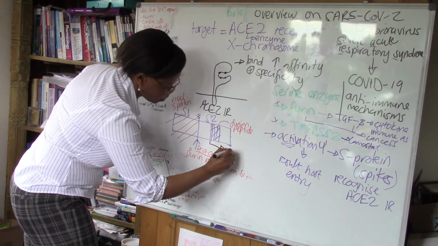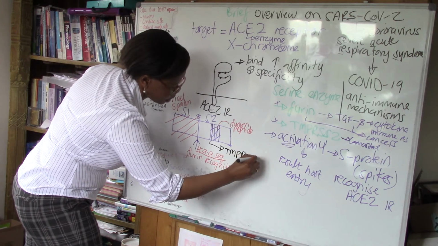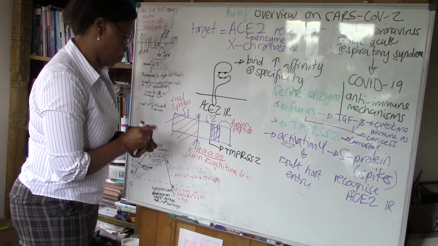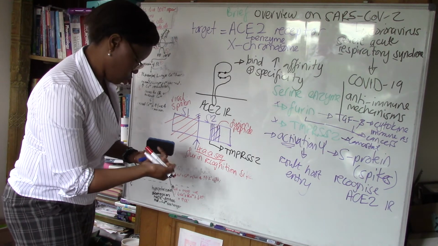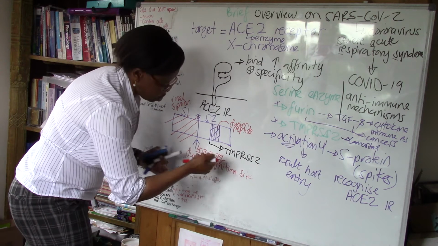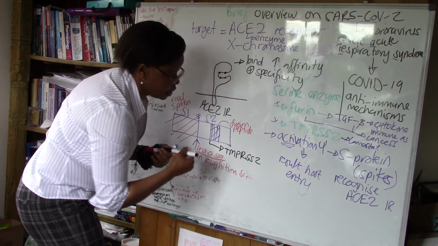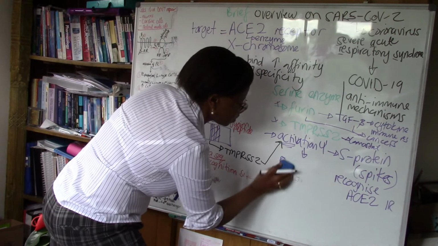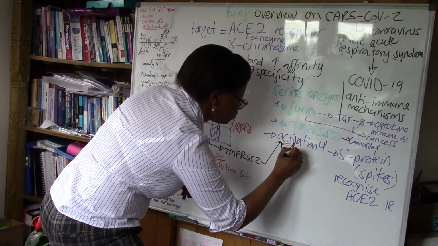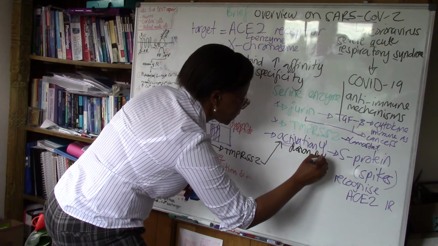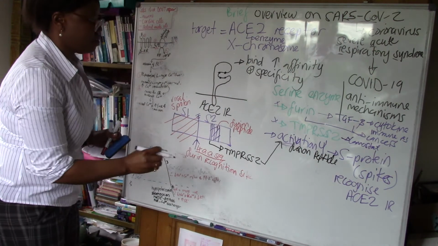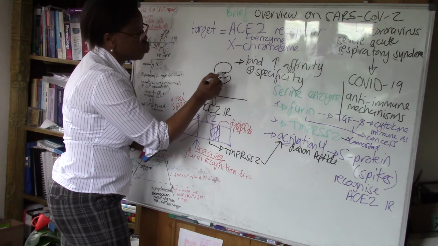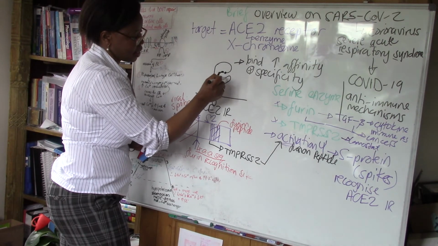and activate the fusion peptide. And what that means is that when you activate this fusion peptide, it then merges and fuses with the ACE2 receptor, so it becomes continuous.